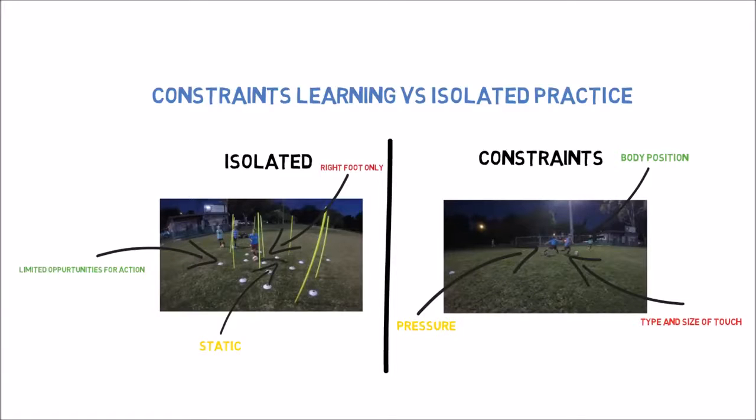Ultimately, the point of this video is to provide justification for constraints-based learning. The key point is providing players with opportunities for the high use of the perceptual system through a need to attune to affordances within the environment.